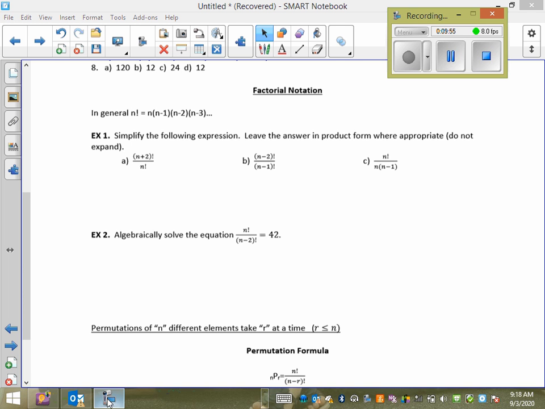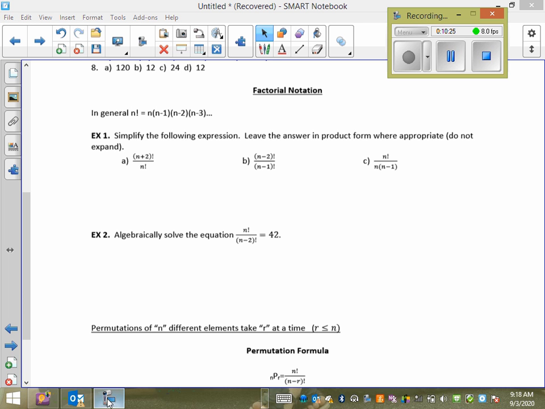Now if you look here on the formula sheet, it says permutation combinations in the binomial theorem, and I'm going to give you a formula sheet. I'm just getting them laminated. So this is going to be your formula sheet. These are going to be the ones that we're going to use this unit. Okay? Up here it says n factorial equals n times n minus 1, n minus 2, times 3 times 2 times 1, because we have to end at 1, right?